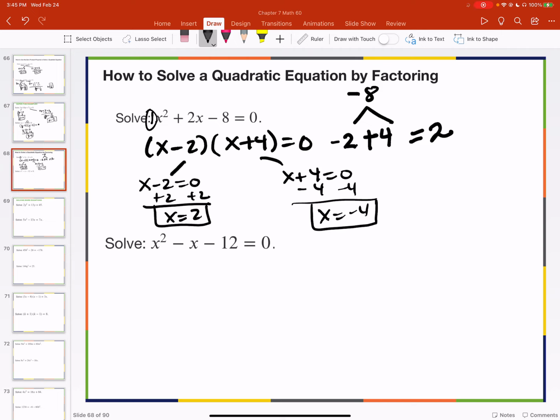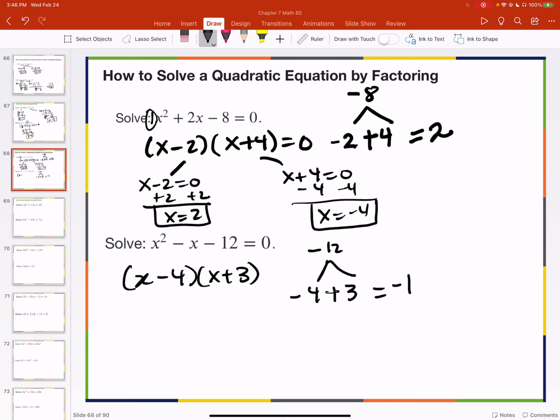Here we have x squared minus x minus 12 is equal to 0. Negative 12 combines to become negative 1. So if we have negative 4 and a positive 3, this factors to become x minus 4, x plus 3. Zero product property in action.